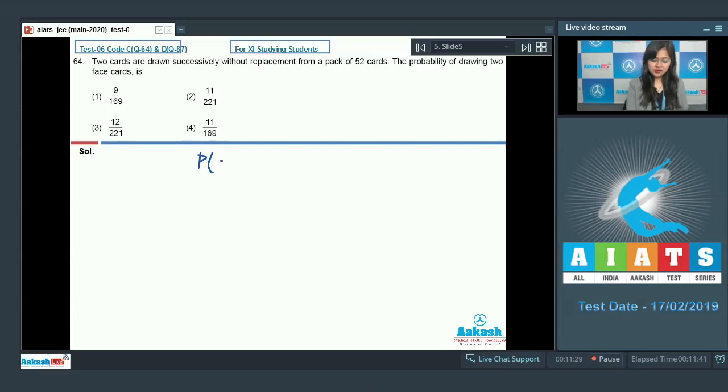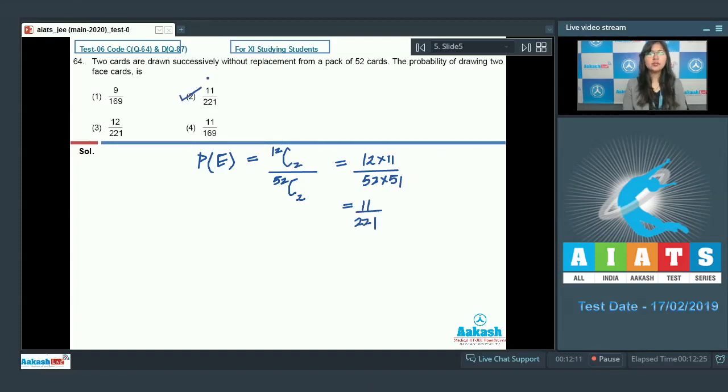Let us say the event is E. Now we have face cards as Jack, Queen and King, that is 4 into 3, that is 12 cards. So from 12 cards we have to draw any 2 cards. Number of elements in sample space will be, from 52 cards we draw any 2 cards, right? So this will be equal to 12 into 11 upon 52 into 51. That will be equal to 11 upon 221. So the correct answer is option number 2.